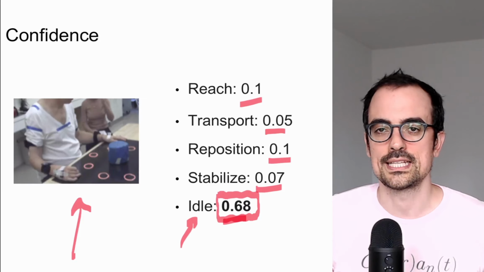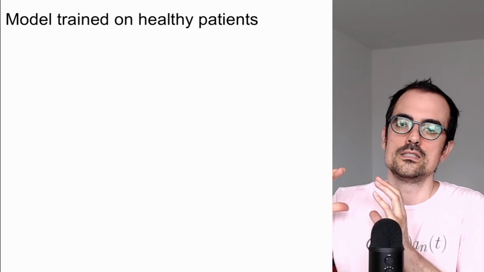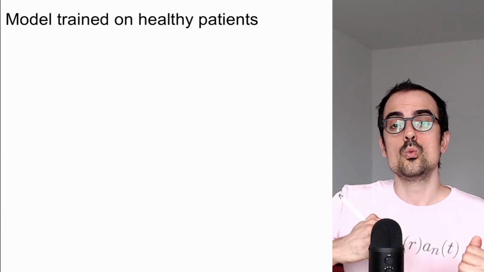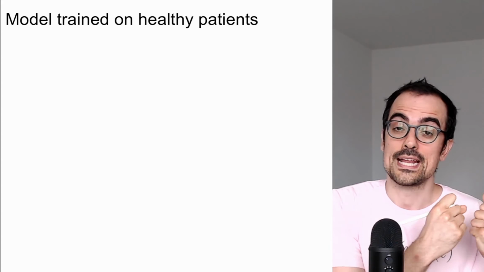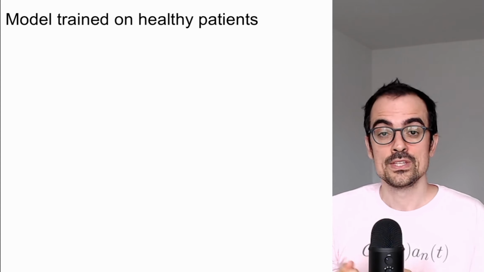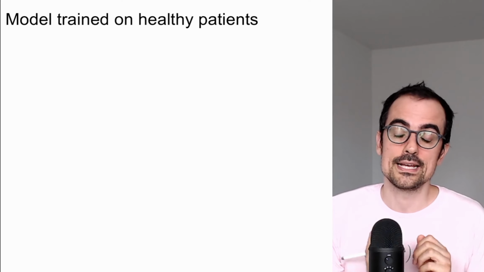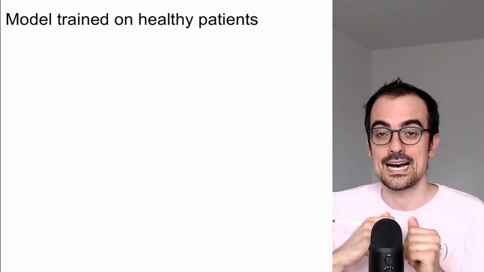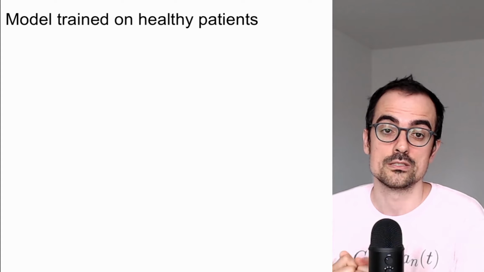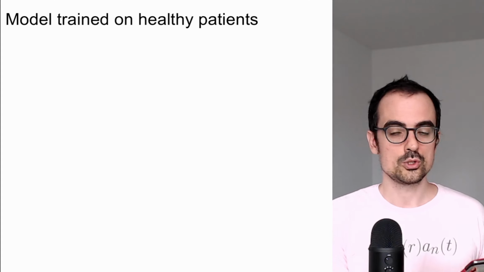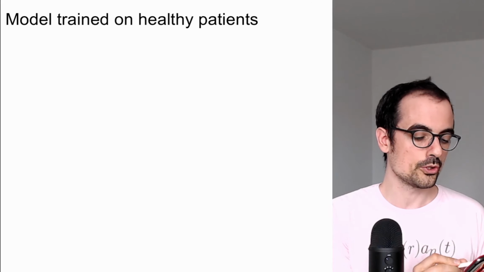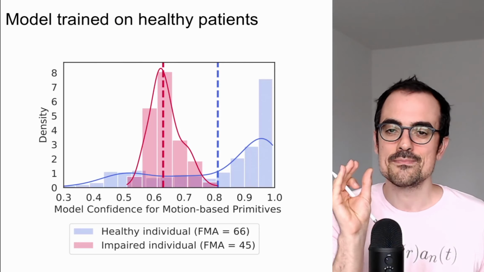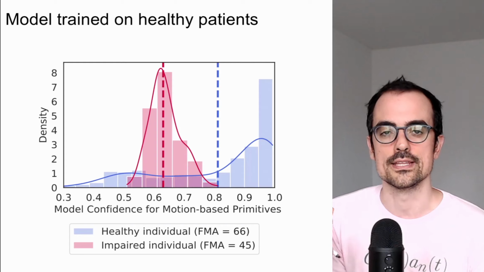Now let's take a look at what happens if we train these models to identify motions, and we only train them on healthy patients, and then we apply them. In this case, we're going to see what happens if we apply it to a held out test healthy subject and a patient that has impairment due to stroke. And what I'm going to show you here is a histogram of all the confidences over many segments of wearable sensor data.